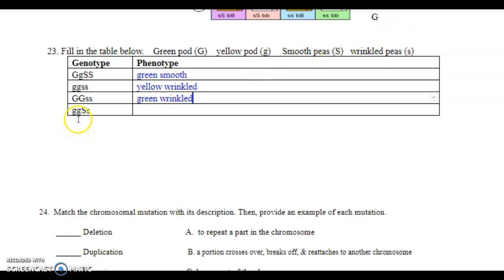And then this last one we have little g, so it is homozygous recessive. And then big S, little s, heterozygous, where that big S will show the dominant trait. This one would be yellow smooth.